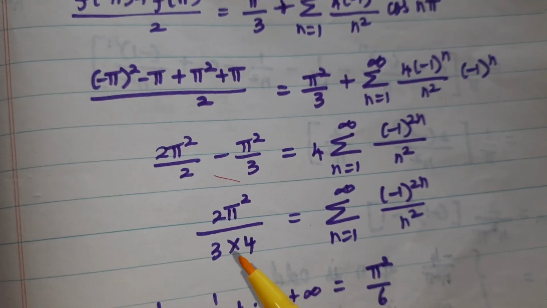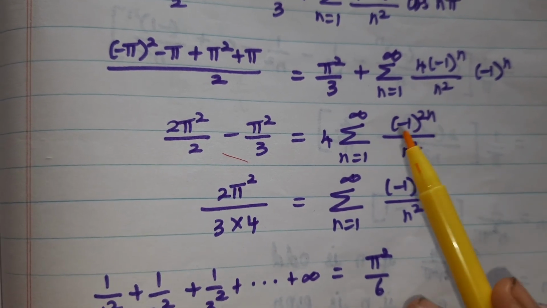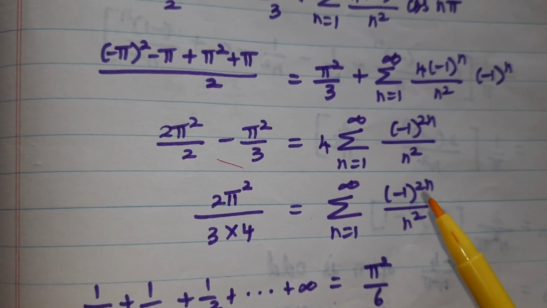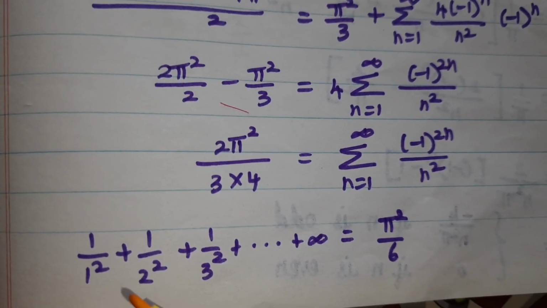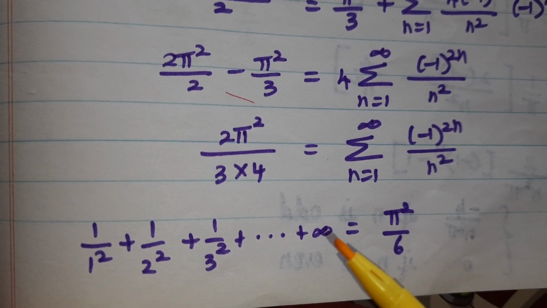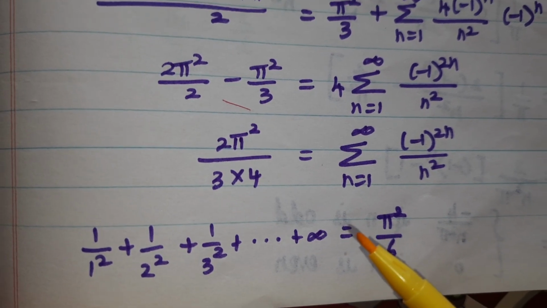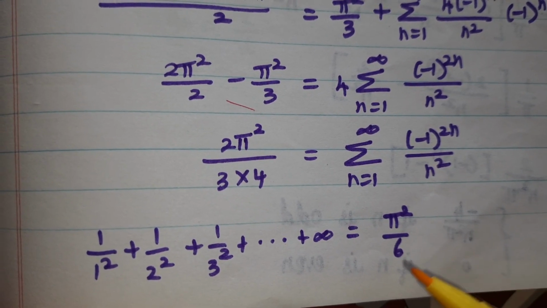Therefore we get 2 pi square divided by 3 into 4. In the right hand side we get summation of n is equal to 1 to infinity of minus 1 the whole power 2n divided by n square. So the series becomes 1 by 1 square plus 1 by 2 square plus 1 by 3 square etcetera, sum to infinity is equal to pi square divided by 6. This is the answer.